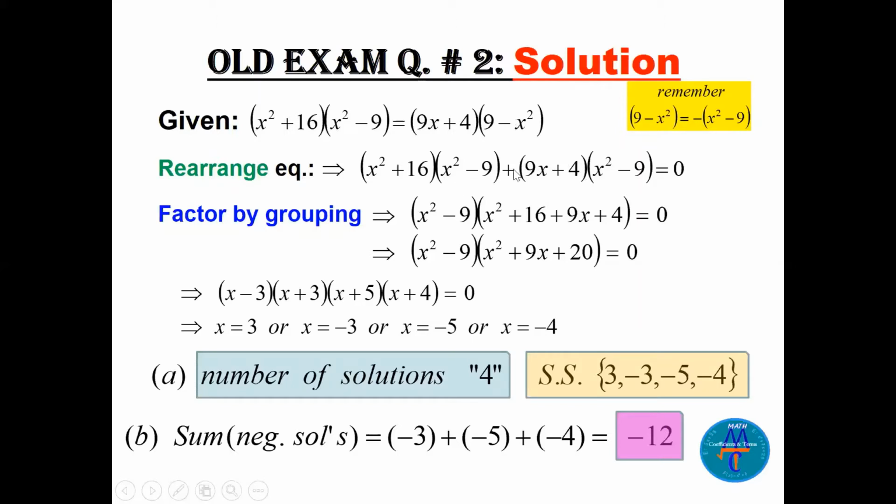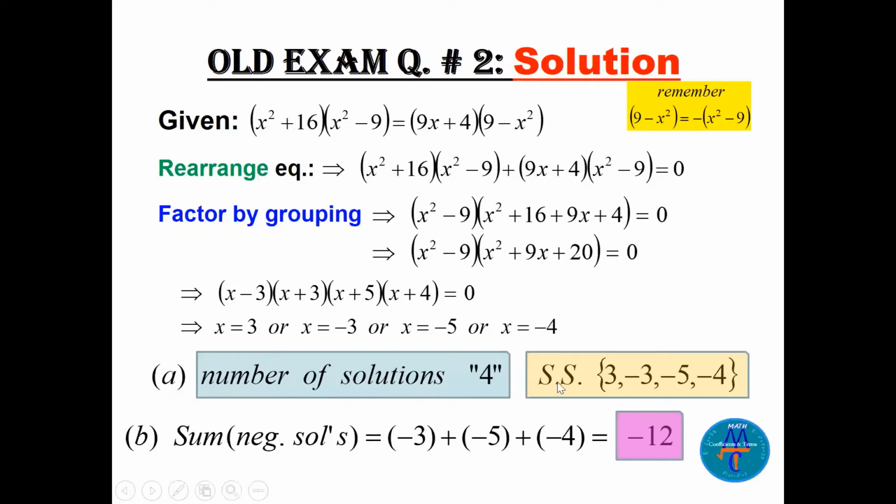Now you factor here also by grouping. X squared minus 9 is common. This is x squared plus 16 plus 9x plus 4. This one we can add to 20, and then we can factor here, right? X plus 5, x plus 4. That's easy factoring here. X minus 3, x plus 3. So the total number of solutions is equal to 4.